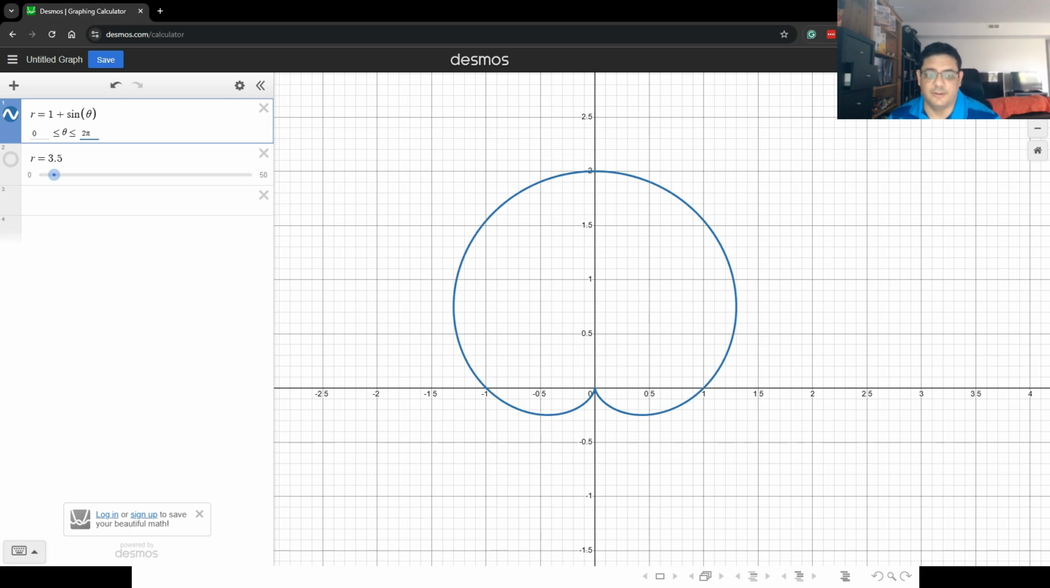Okay, so this is a good way of knowing how the shapes are going to behave, at least with technology. And this is something that it is very unlikely you'll have to do by hand by yourself. So yeah, it's always good to learn how to do it with technology. Same thing with r equals cosine of theta.